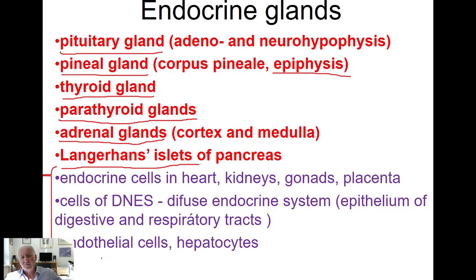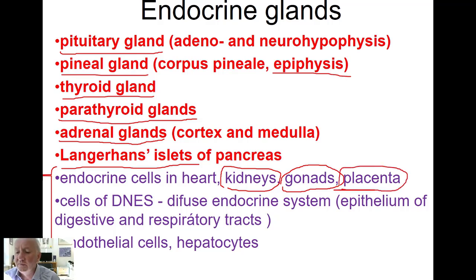I think you already know from other systems some examples of endocrine function or endocrine cells producing hormones. Not long ago we had the urinary system, so I hope you remember the juxtaglomerular apparatus in the kidneys producing renin. Now we have the male and female reproductive systems, so I think you can remember the Leydig cells in the testes producing testosterone, or the cells in the ovaries producing progesterone and estrogens. The placenta is a very important organ, also with an endocrine function.